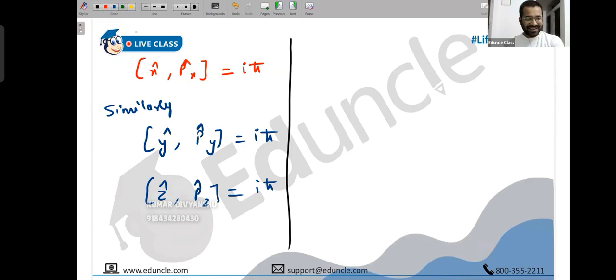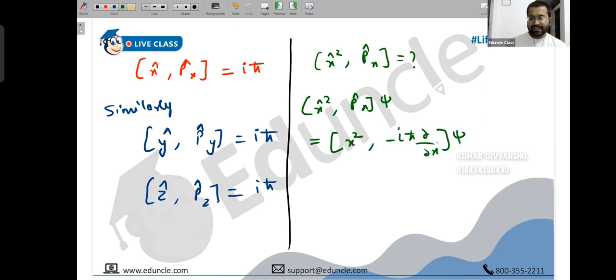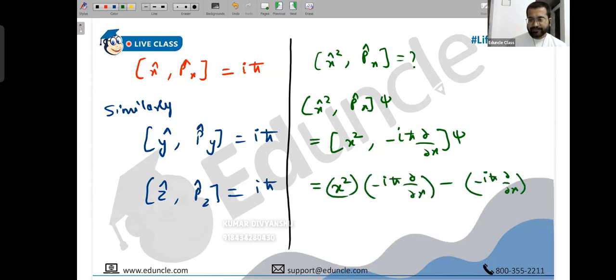Next, let's calculate x cap square comma p cap x. Again, we won't multiply them directly. By now it's hammered in your head that you always have to apply the wave function. So x cap is nothing but x, and p cap x is minus i h cut d by dx into psi. Let's multiply: x squared into minus i h cut d by dx, a into b minus b into a. So this is a cap minus b cap, the whole into psi.